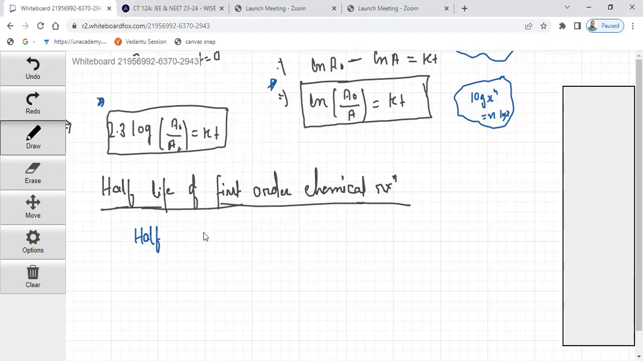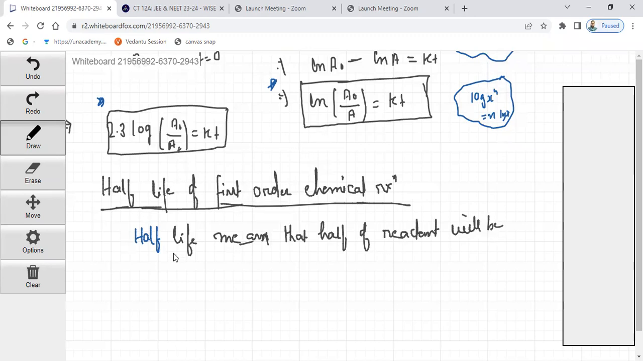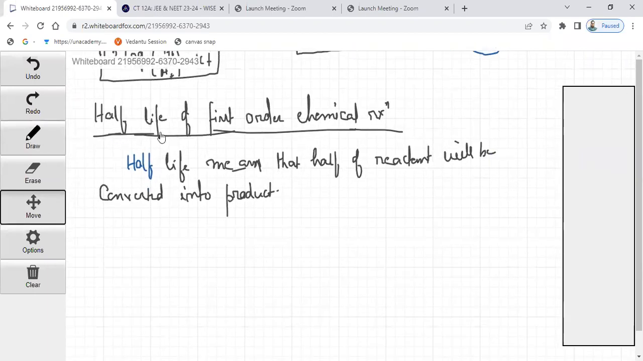I am writing that half-life means that half of the reactant will be converted into product. In other language, we can say that half of the reactant will remain after the reaction.